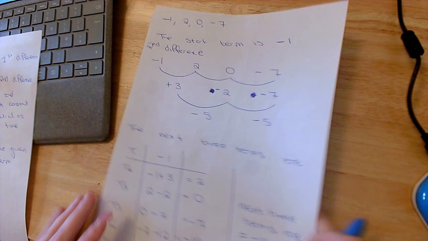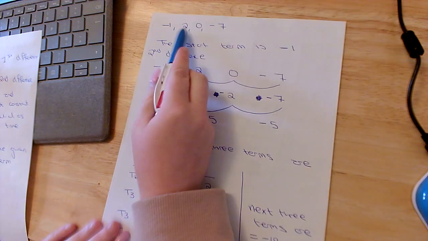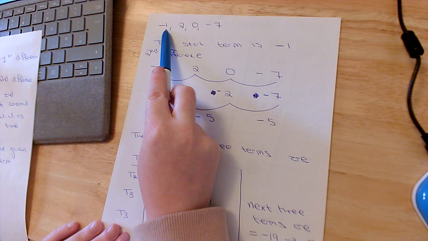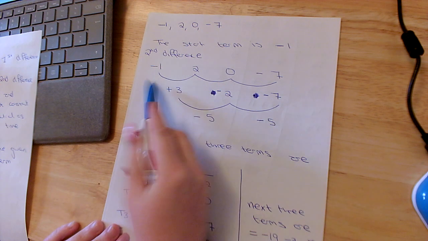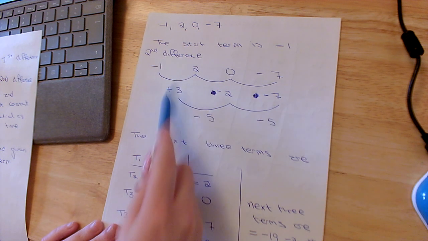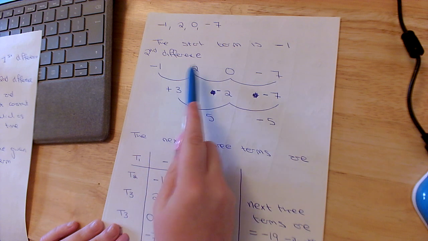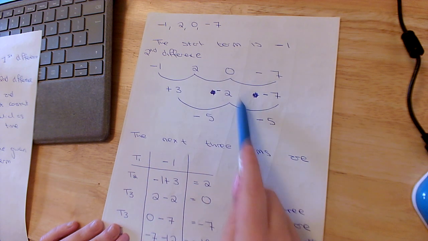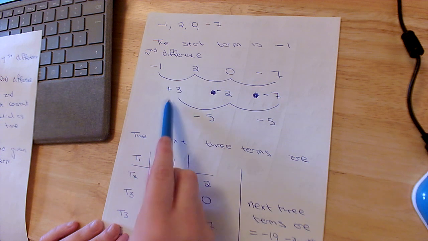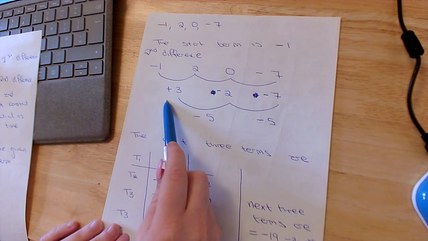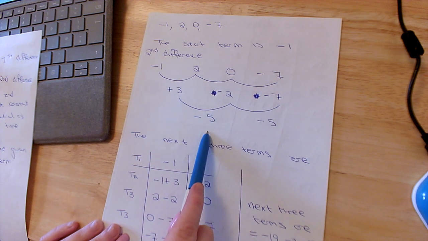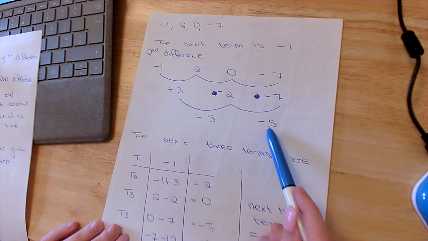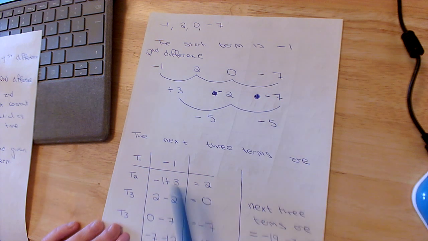The next example that I have here is minus 1, 2, 0, minus 7, so my start term is minus 1, and I have to find my second difference. Going from minus 1 to 2, I'm going up 3, and then going from 2 to 0, I'm going down 2. And going from 0 to minus 7, I'm going down 7. So my difference between plus 3 to minus 2 is minus 5, and my difference between minus 2 to minus 7 is also minus 5.